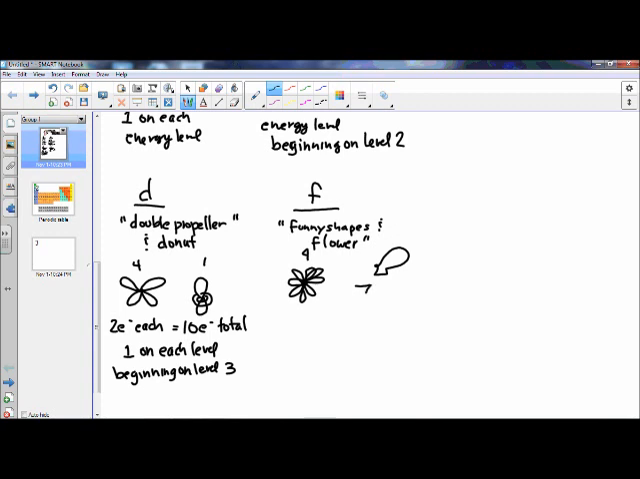The last 3 are shaped like this. There are 3 of these. They kind of look like mice pointing at each other. There are 2 electrons in each of these, so that means you've got 7 orbitals, 14 electrons total. You can see the pattern. Electron configuration is all about patterns.